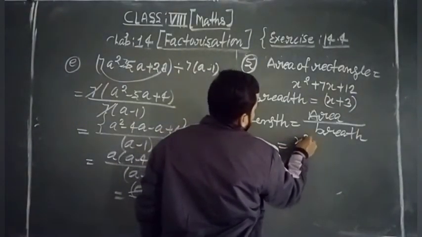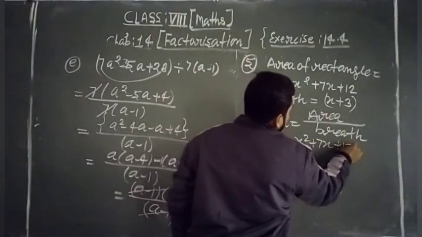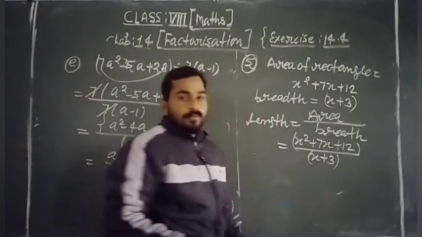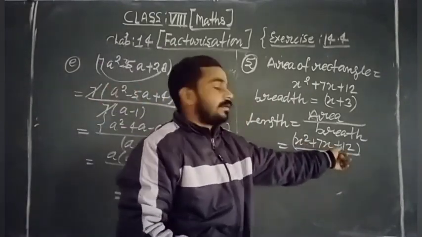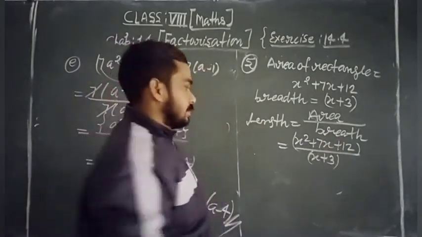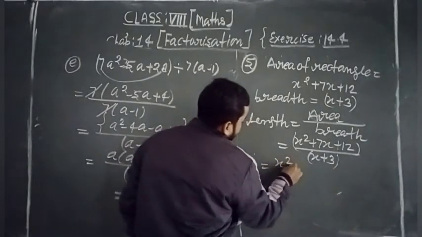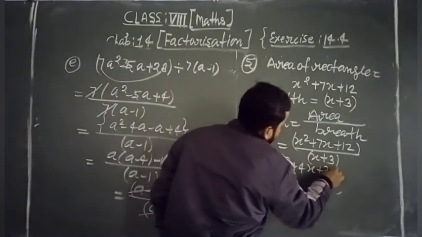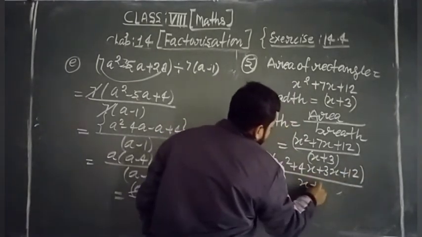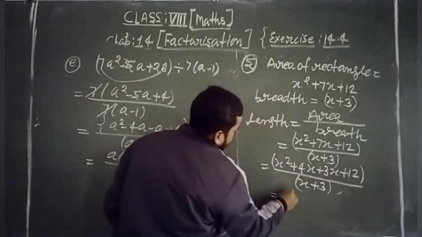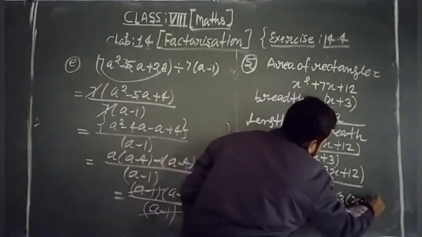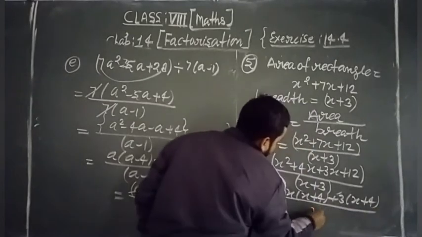Area is given x square plus 7x plus 12, and that is divided by x plus 3. Then we have to factorize this expression. Factors of 12 that add to 7: 4 times 3 is 12, and 4 plus 3 is 7. So x square plus 4x plus 3x plus 12 divided by x plus 3. So x is common, x plus 4, and 3 is common, x plus 4, divided by x plus 3.